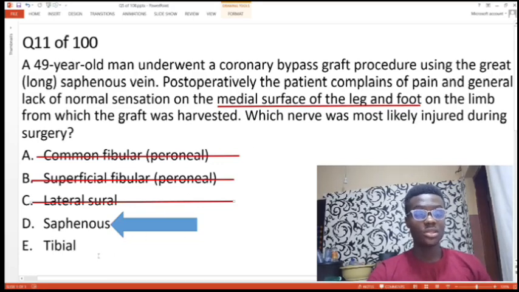Now, the other option is the tibial nerve. The tibial nerve is definitely not correct. The tibial nerve runs posteriorly and supplies the posterior leg muscles, which are responsible for plantar flexion and flexion of the toes. So the correct answer is the saphenous nerve, and I believe you understand.